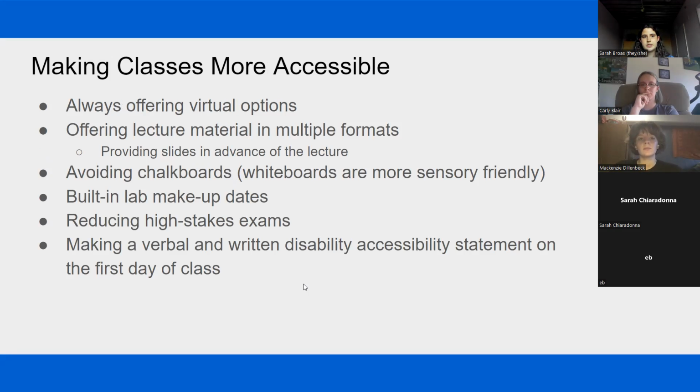So some common ways to make classes more accessible include always offering virtual options. I have gotten pushback in the past from different professors saying, if I make my classes virtual or have a virtual option, what if no one comes? And I want to listen to you, the audience, and see what kind of counter responses you can come up with for that. What would you say to a professor who says, I don't want to make my class virtual because people won't come? Are there any ideas? It's a difficult question.